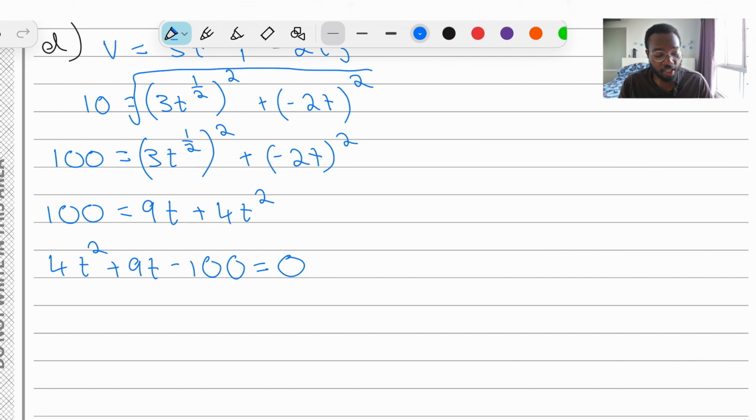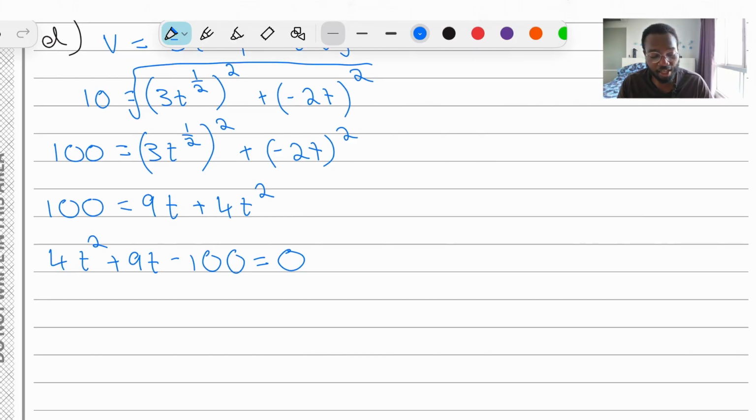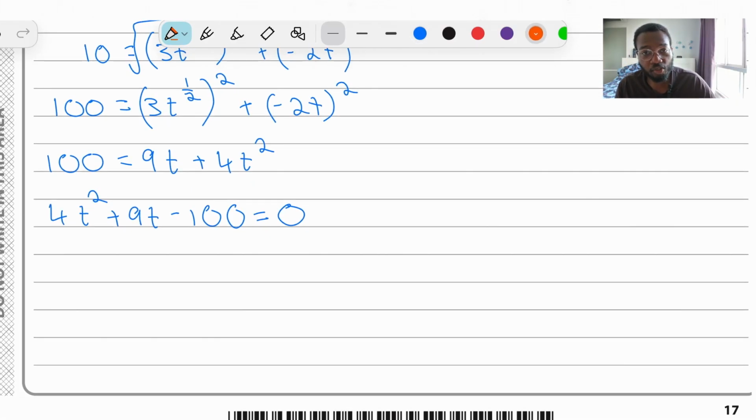And now at this stage, it's just a nice quadratic equation. So you could do this by hand, but in this question, it doesn't say anywhere that you can't use a calculator. It's not one of those questions where it wants you to show your working. So at this point, just use your calculator to work this quadratic equation out. And if you use your calculator, you'll get two values. You will get t as 4, and you'll get t as minus 25 over 4.